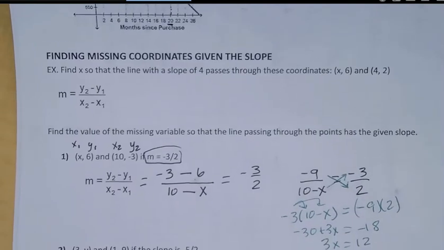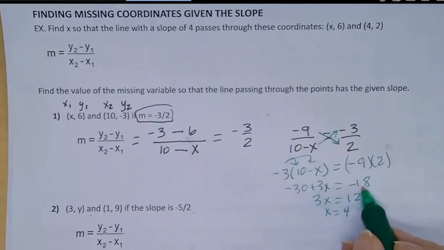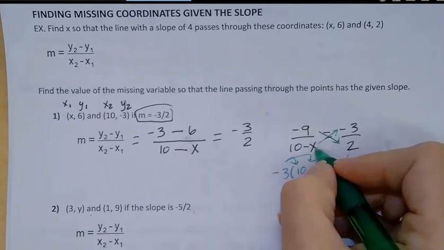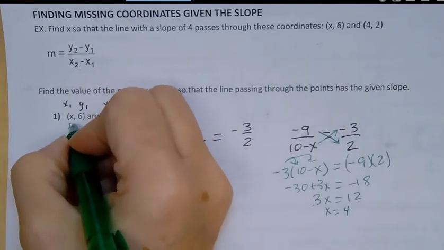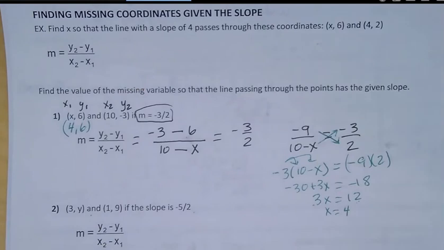Whoops, you can't see my writing. I'm so sorry. There. Negative 30 plus 3x equals negative 18. Add 30 to each side, and I get 3x equals 12, and divide each side by 3, and I get x equals 4. The missing value then is 4. This ordered pair should be 4, 6. That's what we were missing, was just the 4.